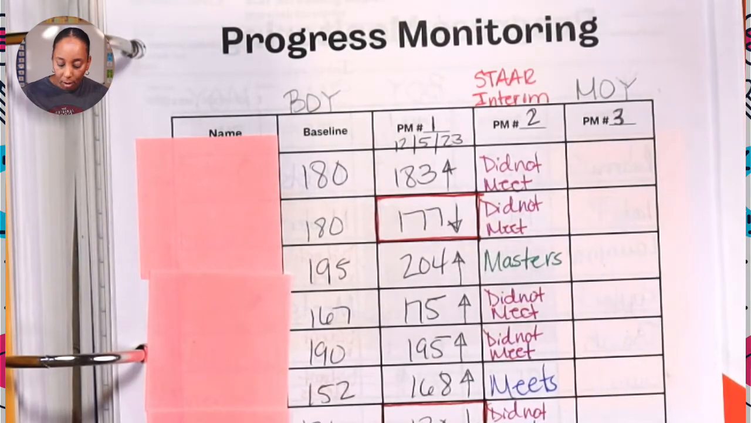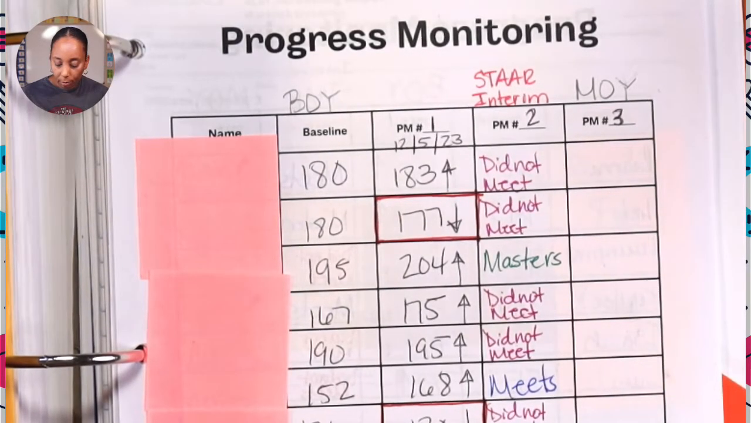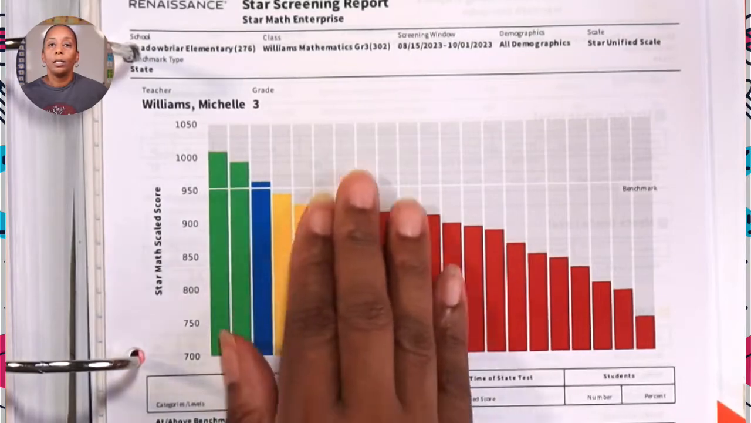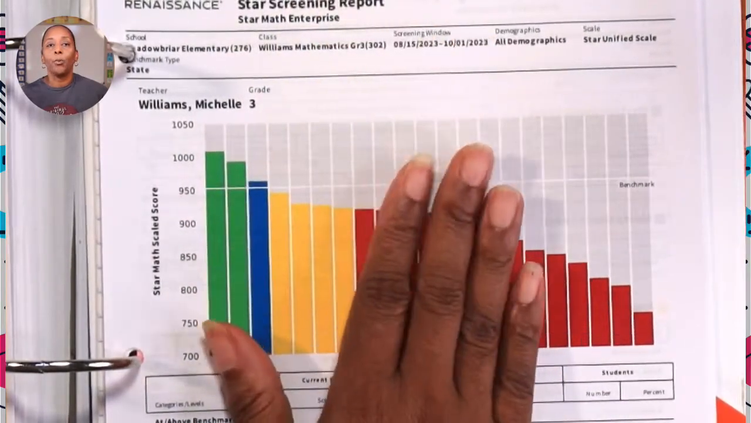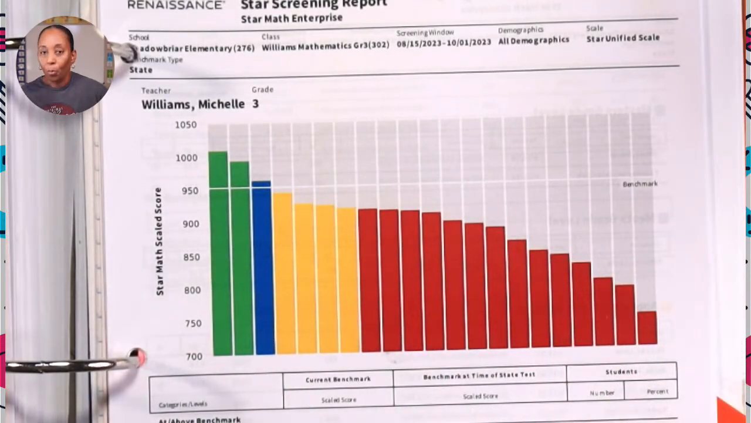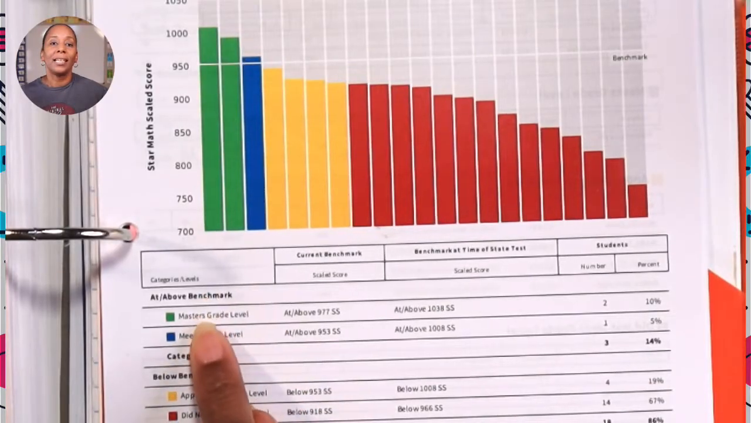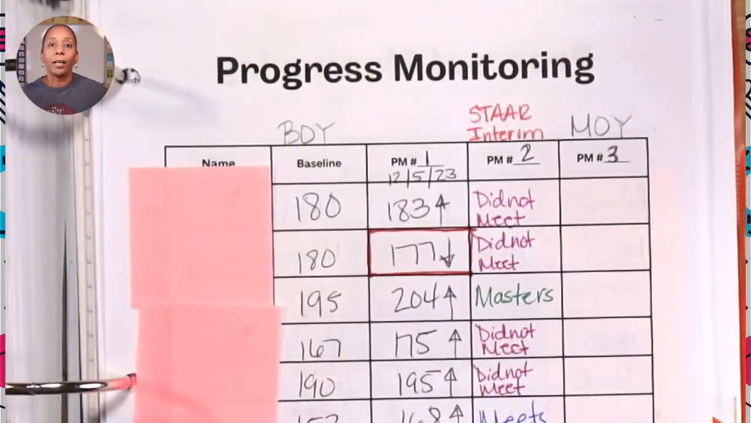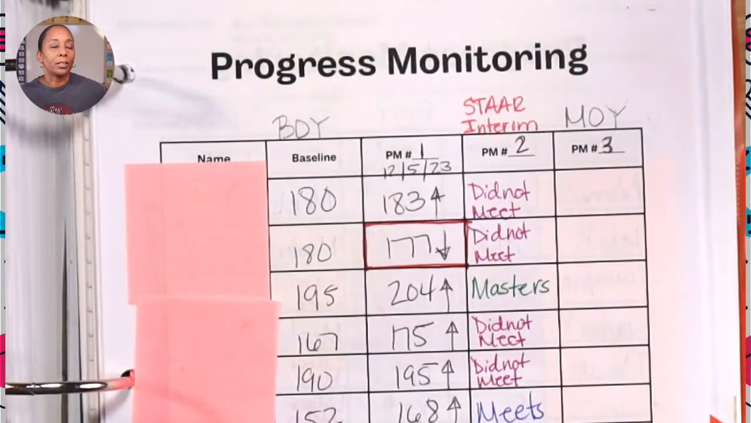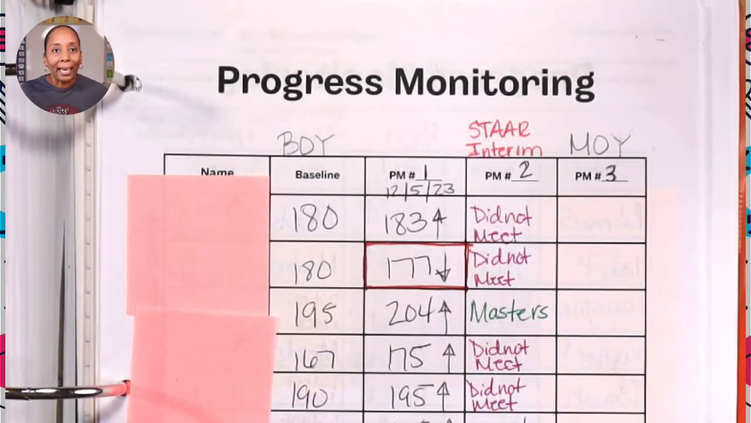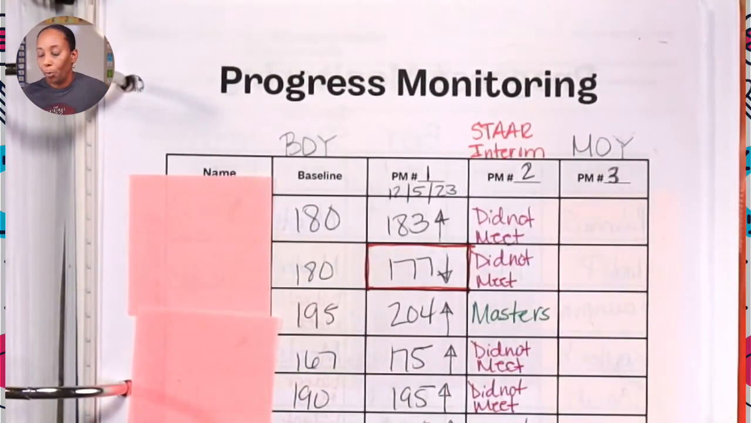Let me see. It's in here somewhere. Oh, here it is. So this was my screening report for Renaissance. I like Renaissance because it aligned with the STAR testing. See, it says meets, but we don't have it anymore. I've taught several grade levels, but it just helped with me not having to go back and use my own knowledge base. It just gave me that in the report.